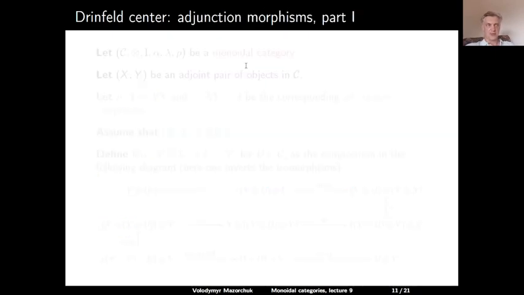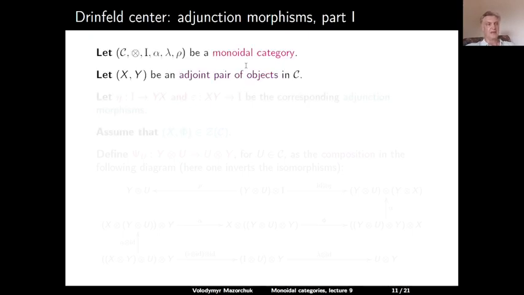Okay, so we have a monoidal category and its Drinfeld center, which is also a monoidal category. What kind of other structure can be lifted from C to the Drinfeld center? And the first thing which we will discuss is adjunctions. Let C be a monoidal category, and let x, y be an adjoint pair of objects in C. Let eta and epsilon be the corresponding adjunction morphisms. So eta is the unit from the identity to yx, and epsilon is a co-unit from xy to the identity.